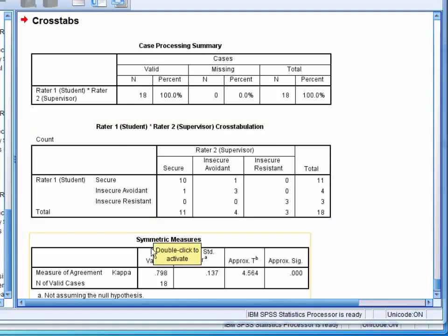In the symmetric measures table underneath this, we have our estimate of Cohen's kappa, which we can see is 0.798 for this data, which we would consider as being very good. We would denote kappa with a lowercase italicized Greek letter kappa.